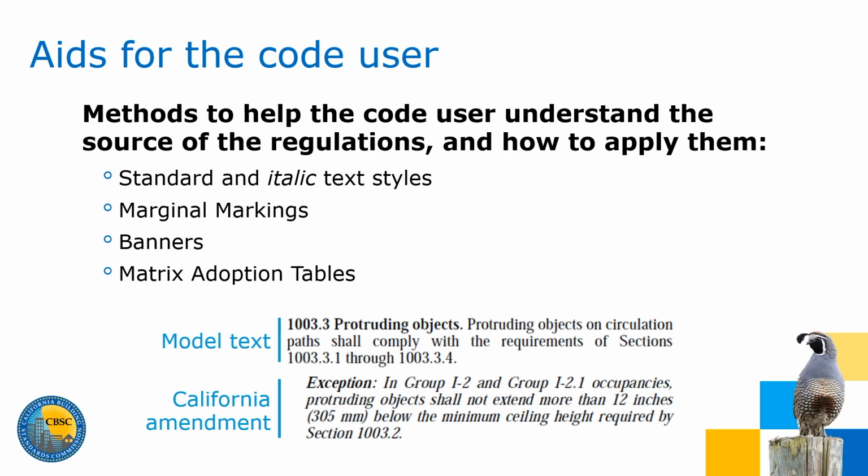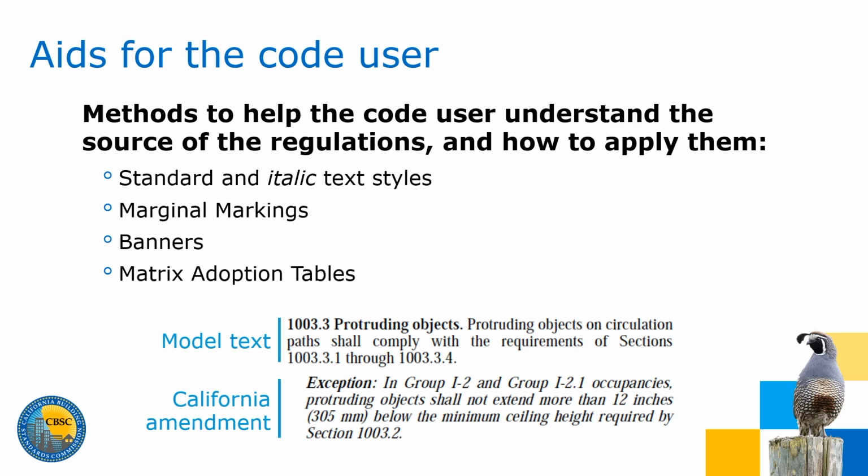These are standard and italic text styles, margin markings, two types of banners, one for ICC committees and the other one for California state agencies, and matrix adoption tables that we call MAT. Each of these methods is described in detail at the beginning of each part of Title 24, and becoming familiar with them will help ensure the correct application of the code to the project at hand. This video offers a brief look at these aids for the code user.